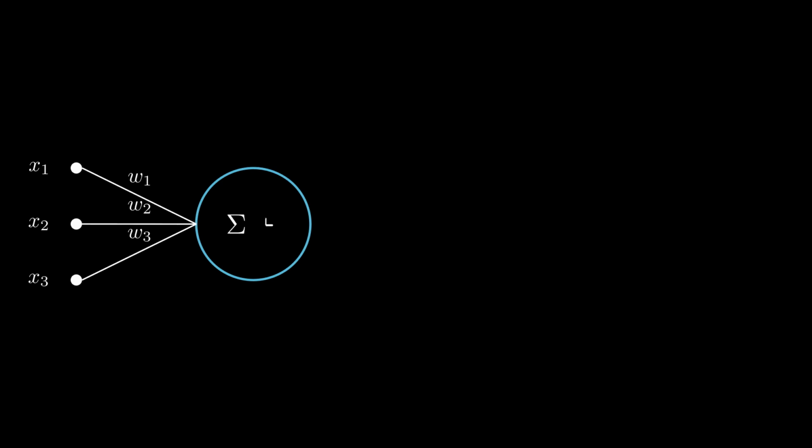But there's one more ingredient. The neuron also adds a special, independent parameter called a bias. You can think of the bias as the neuron's innate tendency to be active or inactive, even before it considers any of the inputs. A high bias means the neuron is predisposed to activate, while a low bias means it's predisposed to stay quiet. This bias is also a learnable parameter.